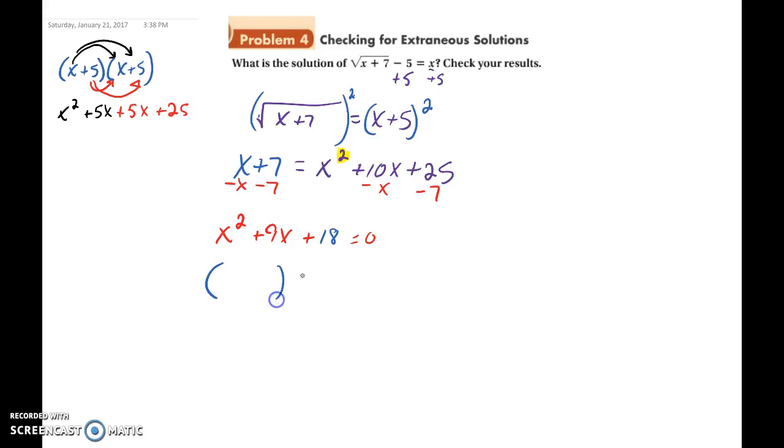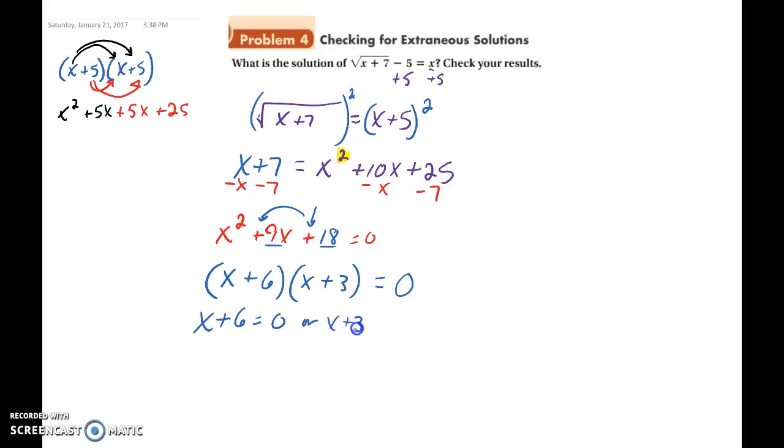So I'm going to factor this out. I'll write my two binomials. This means they're the same. This means they're both going to be positive signs. x squared always factors out to x and x. Numbers that multiply to 18 that add to 9 are 6 and 3. And then since both of these multiply to give me 0, I can set them both equal to 0. And I will get that x is equal to -6 or x is equal to -3.